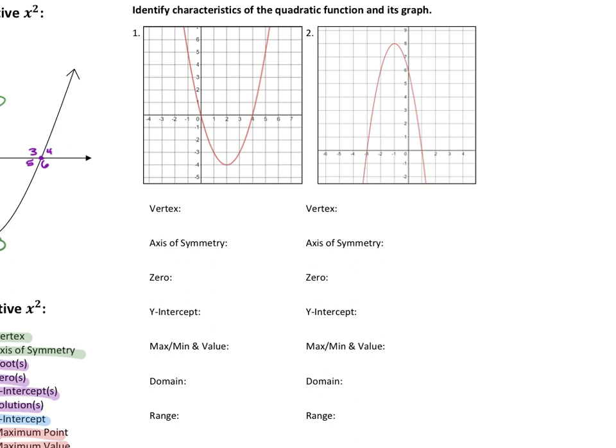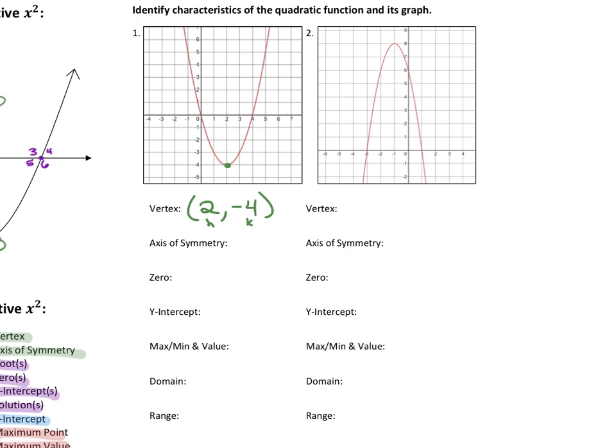For number one, if I asked you for that vertex, you know that it's the turning point of the graph, so you could say it's right here. But remember, I answer this as a coordinate. Well, that's the coordinate (2, -4), so that's my vertex. That's going to be my h and my k.